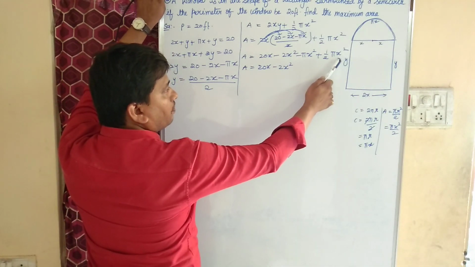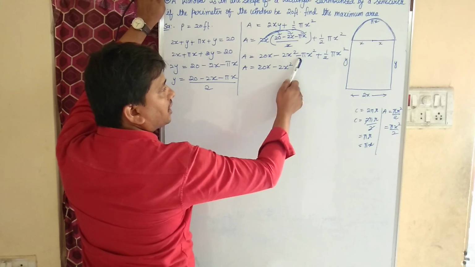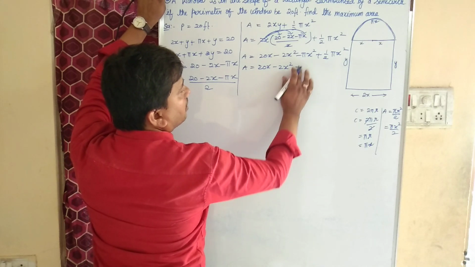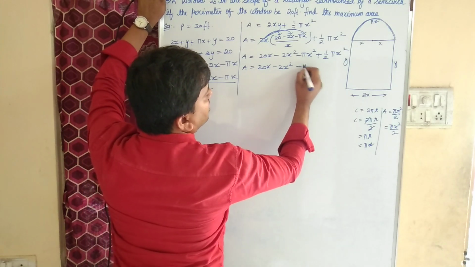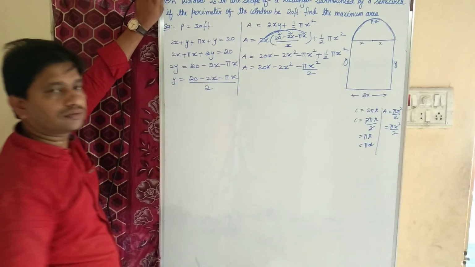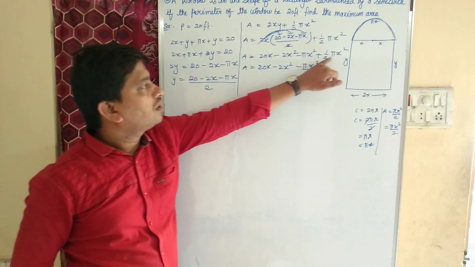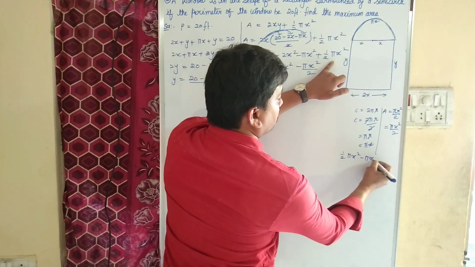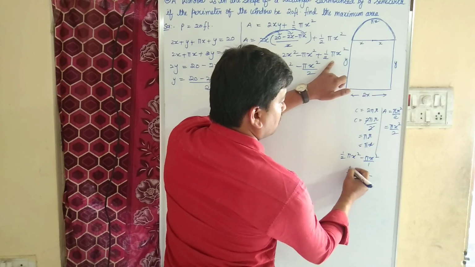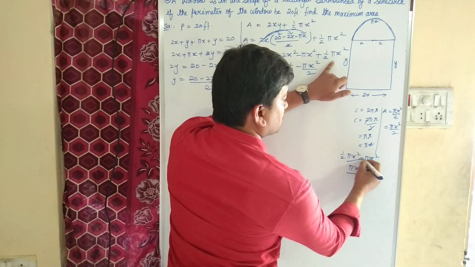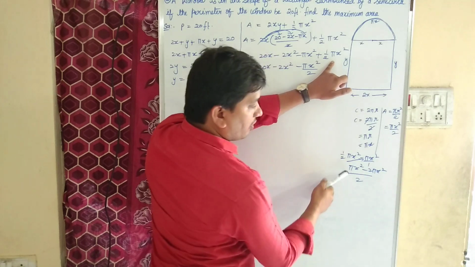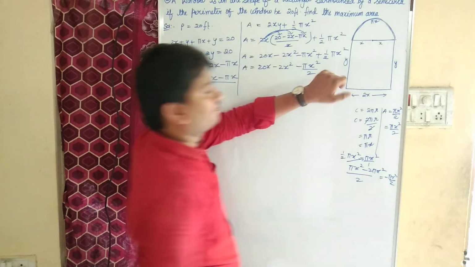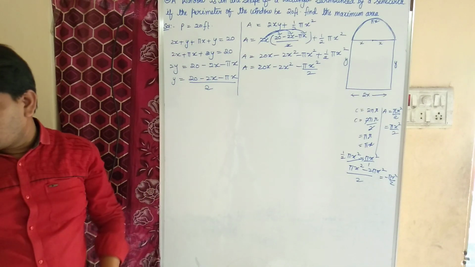Children, this is minus pi x square plus 1 by 2 pi x square. Taking LCM 2, this is minus 2 pi x square plus 1 pi x square. This will become minus pi x square by 2. Is it clear children? From 1 pi x square you remove 2 pi x square, obviously you will get minus pi x square by 2.